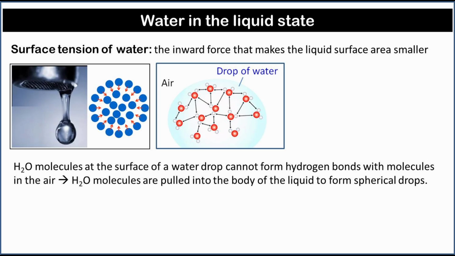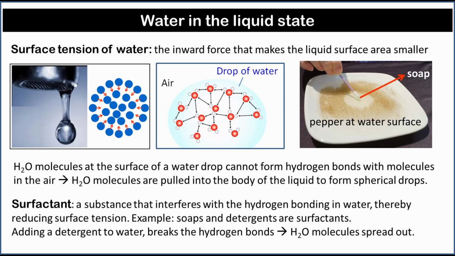In a water droplet, the spherical shape is due to its tendency to minimize its surface area. Essentially, the water molecules at the surface pull inwards, creating a tension that holds the droplet together. This is surface tension, which is defined as the inward force that makes the liquid surface area smaller. Water molecules at the surface of a water drop cannot form hydrogen bonds with molecules in the air. Therefore, molecules are pulled into the body of the liquid to form spherical drops.